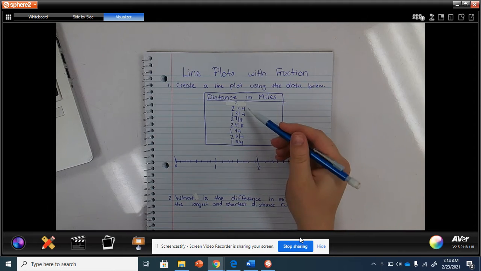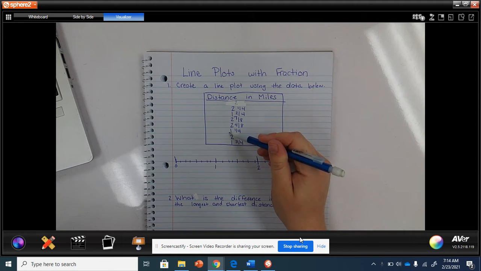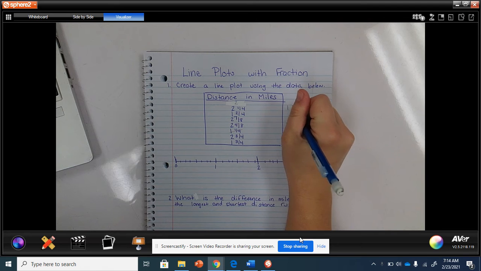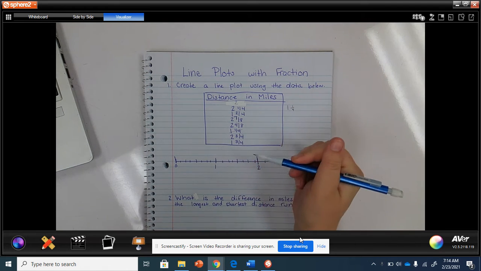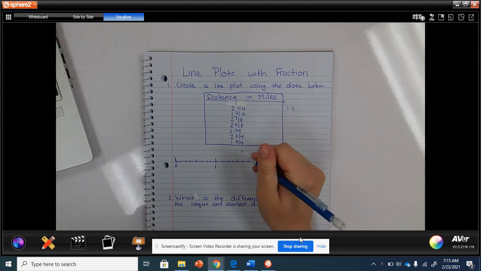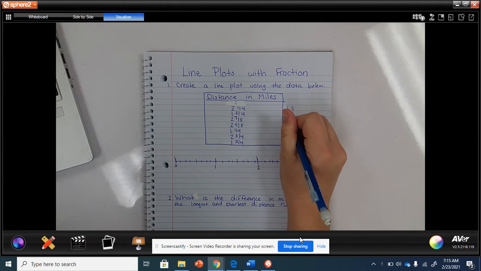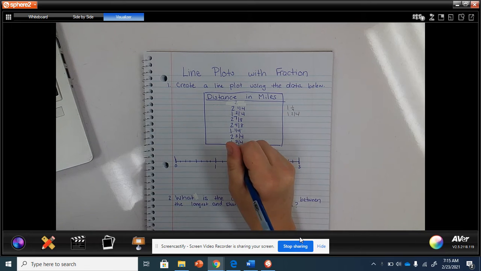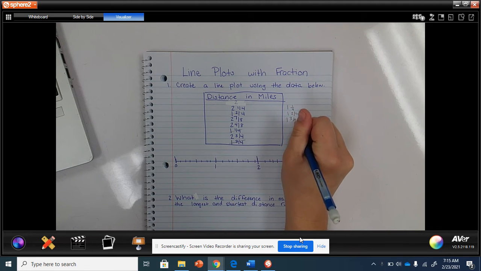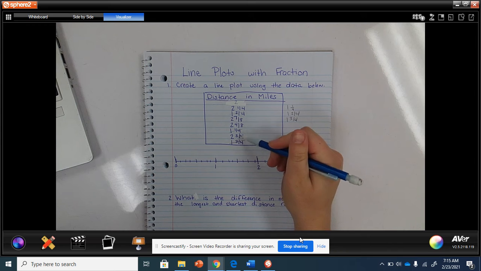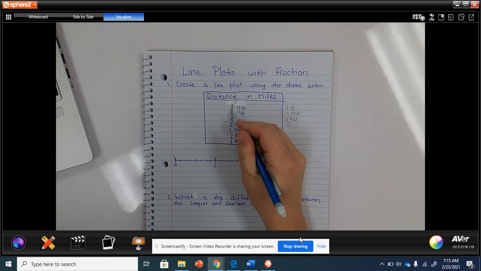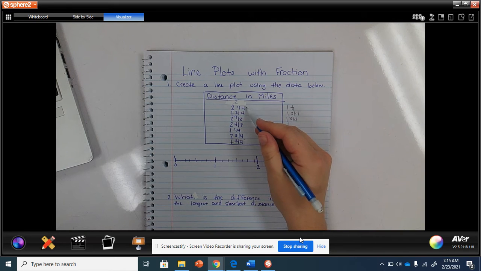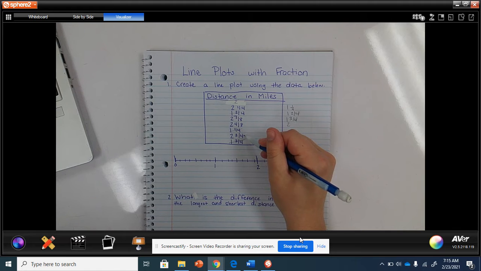So I'm going to go through and I see that 1 1/4 is my smallest, so 1 1/4. Next, I'm going to look for other ones that are in 1 or a little bit over 1. Next one I see is 1 2/4, 1 3/4. Okay, I don't see any more 1s, so now I'm going to look for 2s. I see 1, 2. I see 2 1/4, 2 7/8, 2 4/8, and 2 3/4.